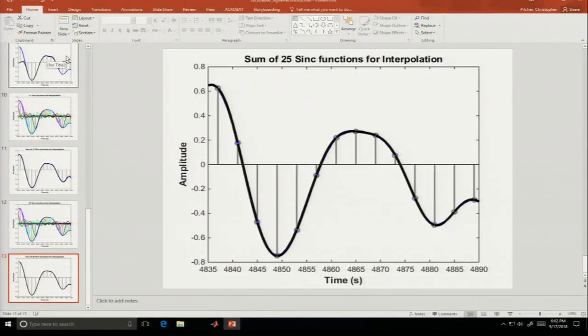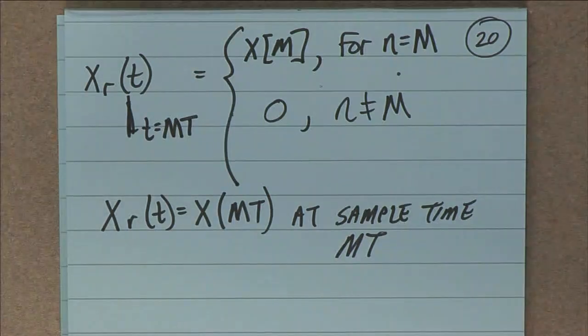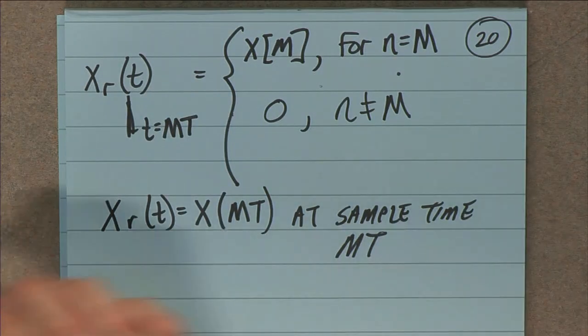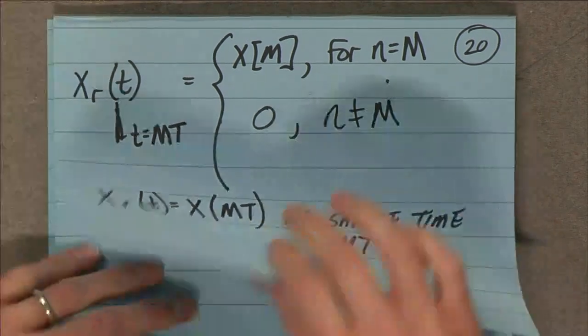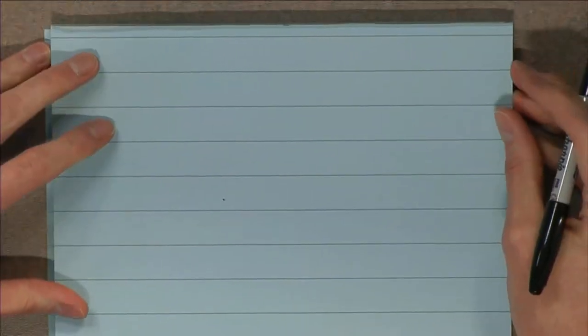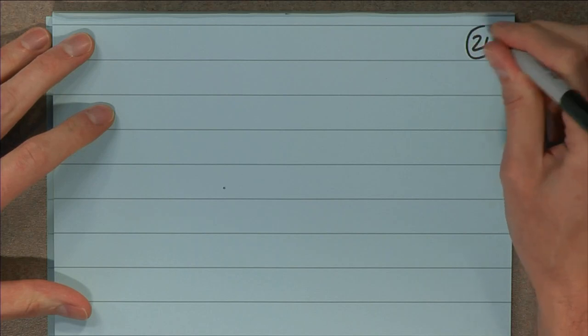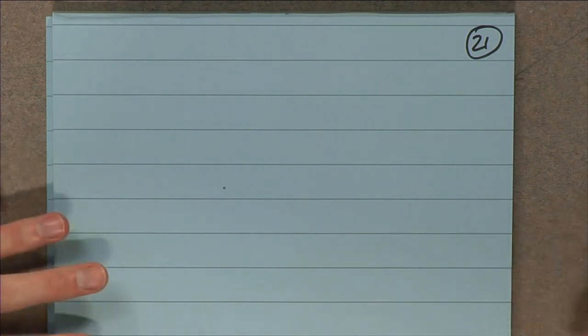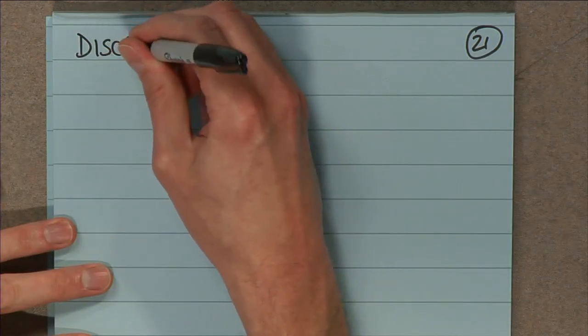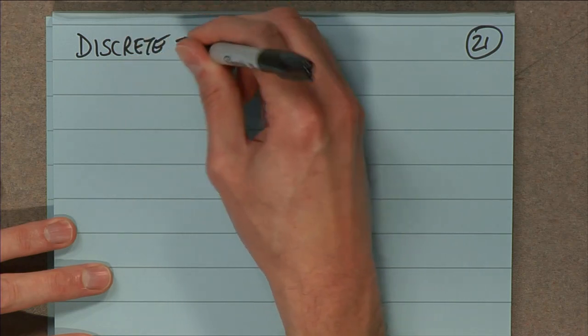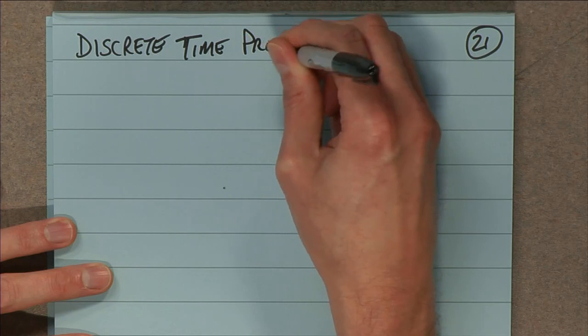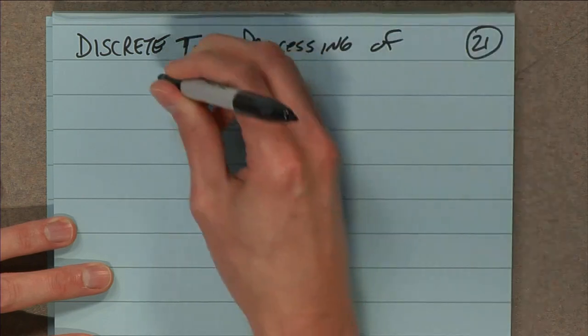So let's go back to desk camera and talk about our next subject, which is discrete time processing of a continuous time signal. This is the case where you were going to implement something in analog, but you can convert it to discrete time, process it in discrete time, and then send it back out in analog form. So we'll call it discrete time processing of continuous time signals.